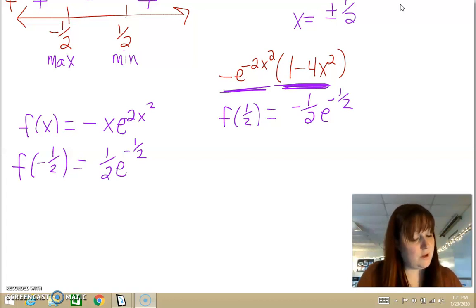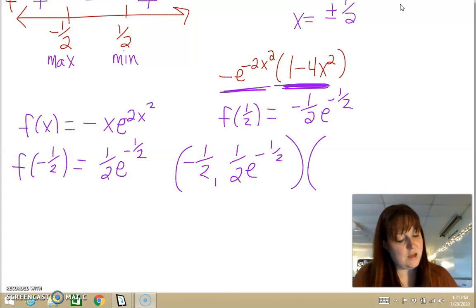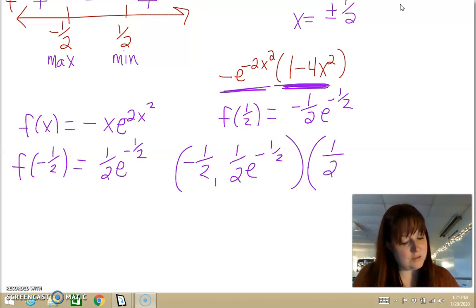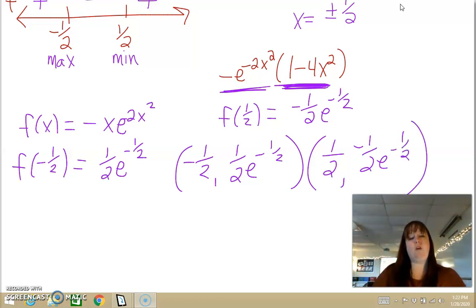Yes, I'm right. All right, so our final answer is our 2 points of relative extrema: x equals negative 1/2, y equals 1/2 e to the negative 1/2, and then when x equals positive 1/2, there's too many 1/2s in here. It equals that. So, there you go. Now on to integrating.